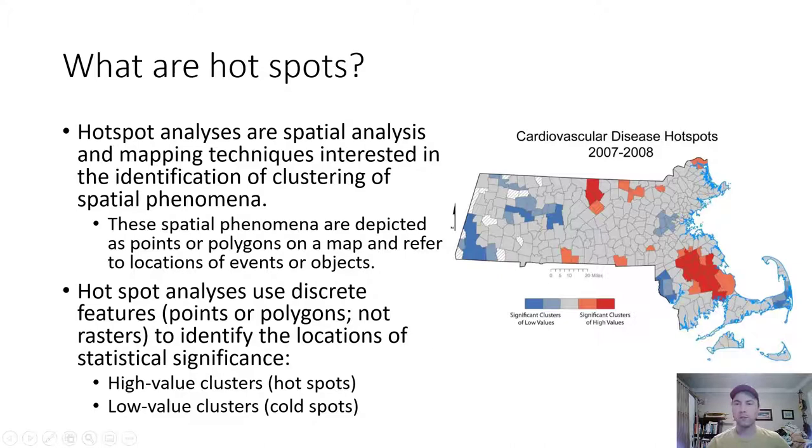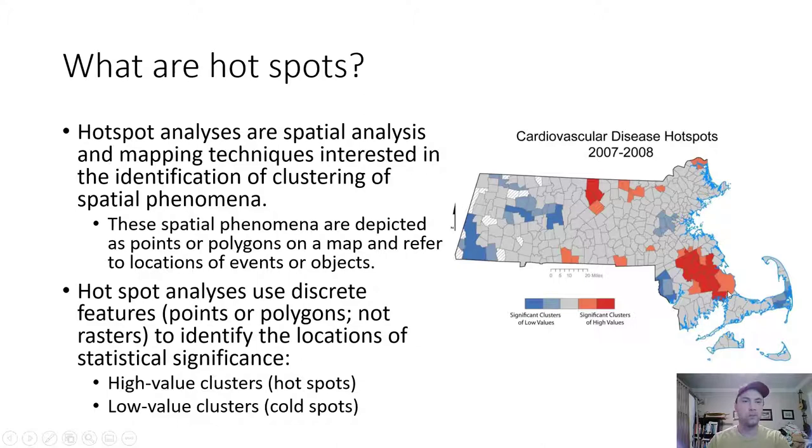And so these clusters may be of high values, so high incidence of heart disease, which would be these large red clusters, or of clusters of low incidence of heart disease. And so out here in Western Massachusetts, and sort of in central Western Massachusetts, we see areas where there are noticeably high clusters of low values, meaning that these communities tend to be healthier than this area just south of Boston. All right.